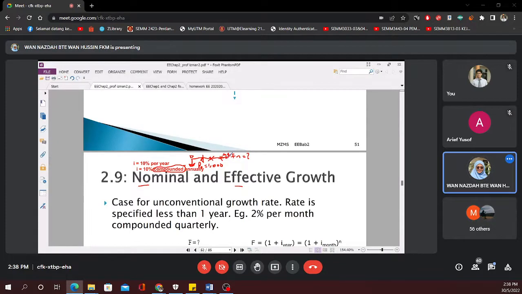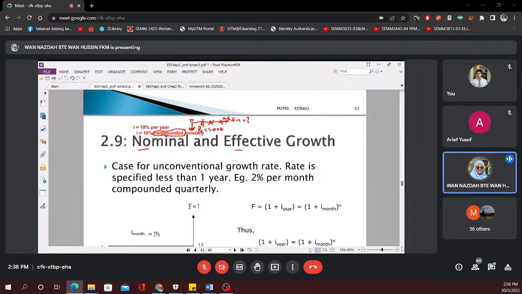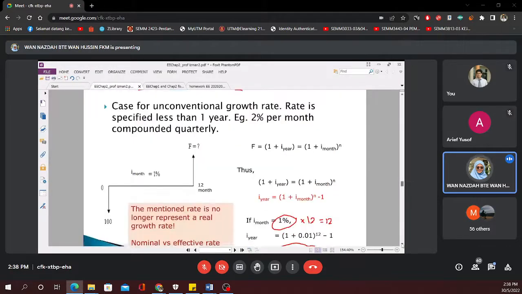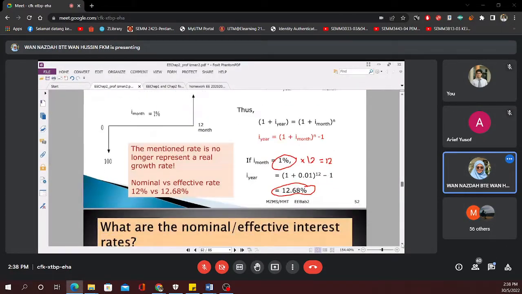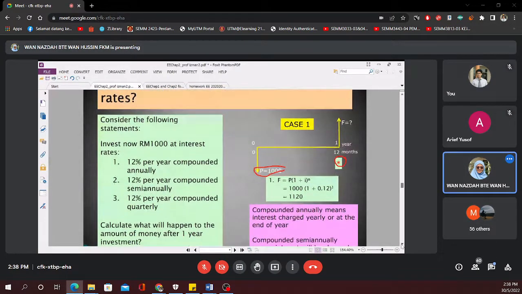But in actual situation, the bank does not charge you annually. They normally will charge you more than once a year. So this is the actual scenario that happens in financial institutions.